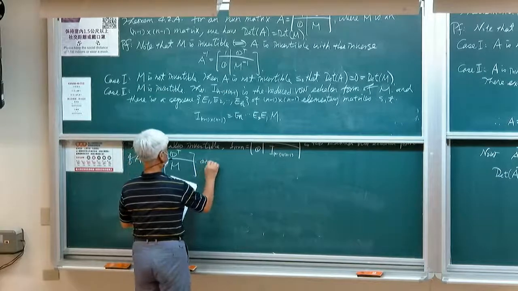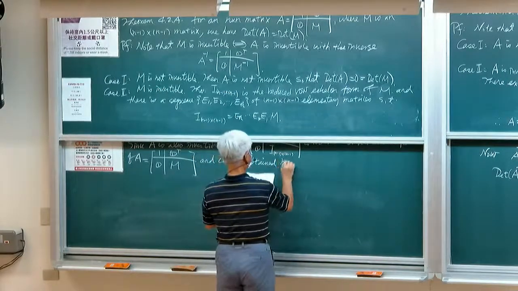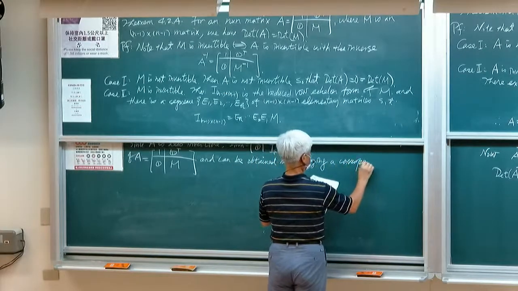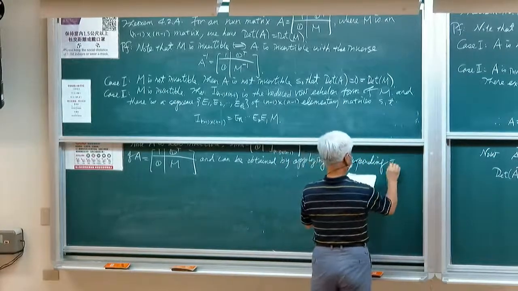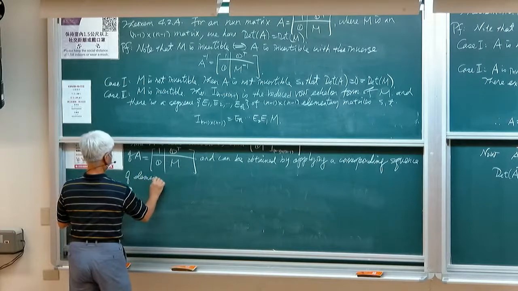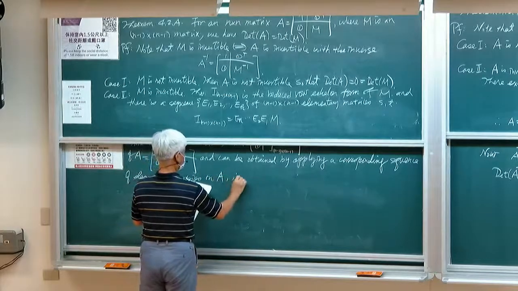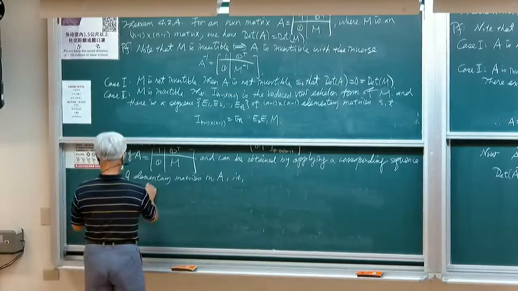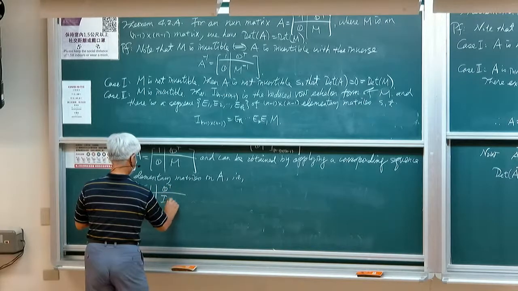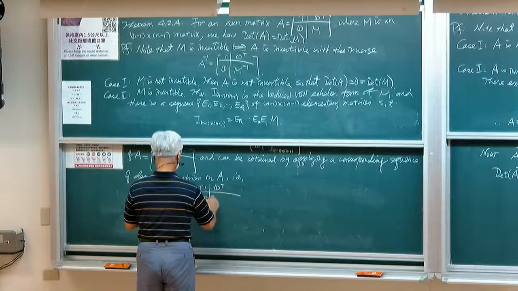So it can be obtained by applying a corresponding sequence of elementary matrices on A, and these elementary matrices will be such that you can see this identity matrix. It's E_k.